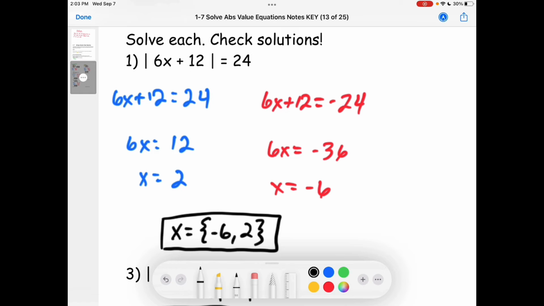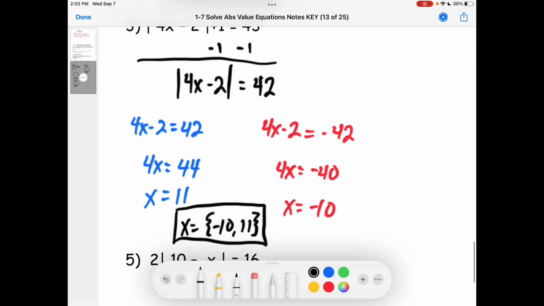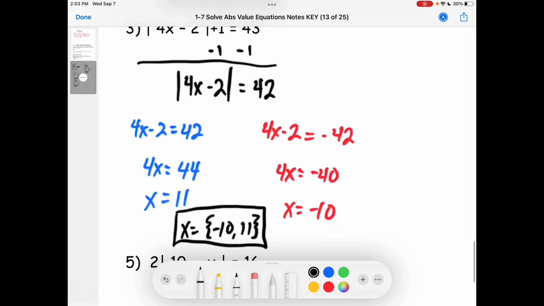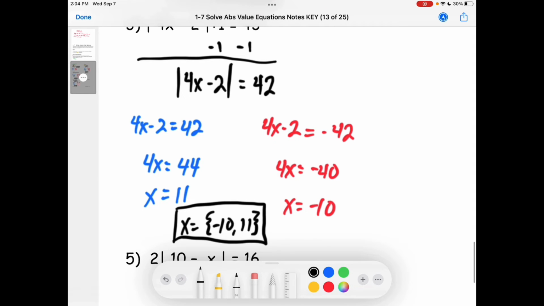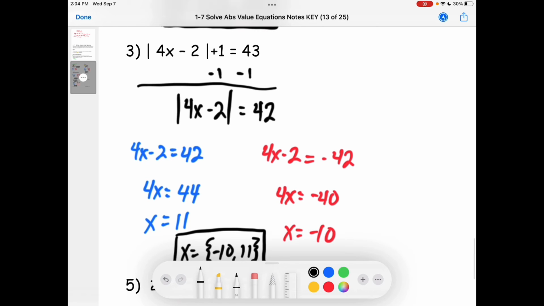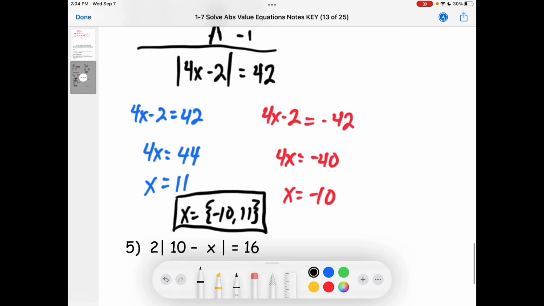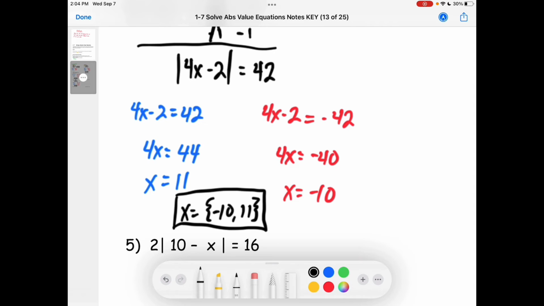So here's what I got for number 1. I got solutions of negative 6 and positive 2. You can see how I solve those equations one step at a time by subtracting 12 and then dividing by 6. On number 3, to solve those equations, I had to first get rid of the plus 1 in our original. Remember that your first step is always to isolate the absolute value. Then when I split it, I solved those equations by adding 2 and dividing by 4.